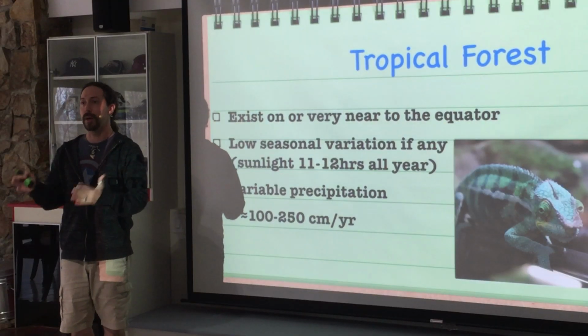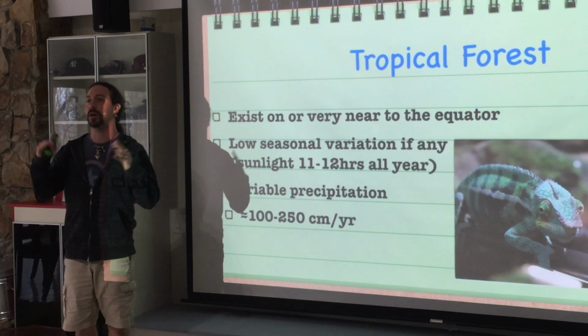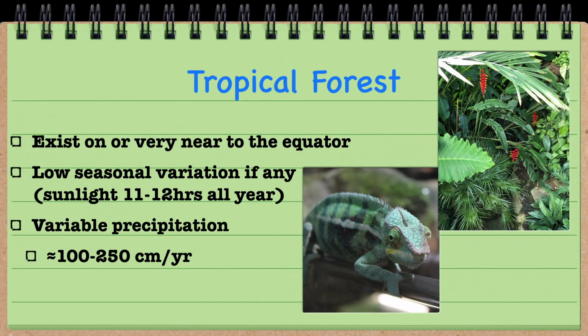If you're not in a tropical rainforest, you'd be much closer to 100 centimeters a year, which is still plenty for a tree to grow, and the soil is fertile enough for trees to succeed.